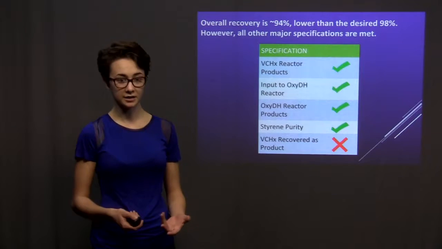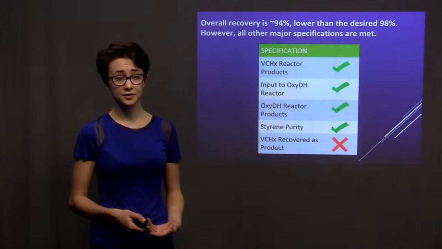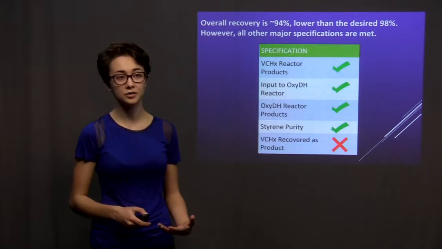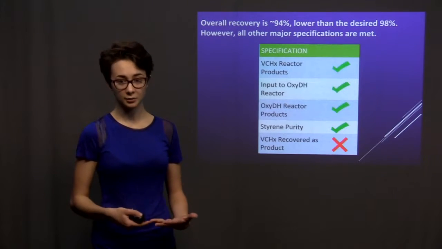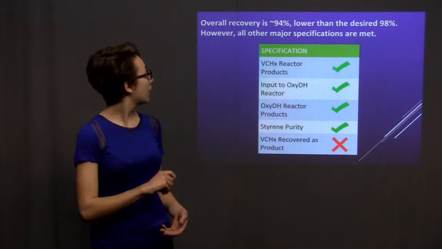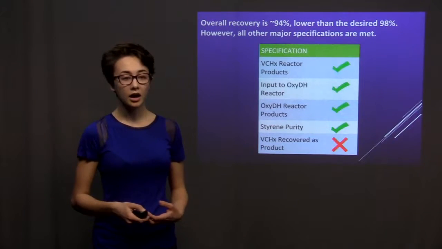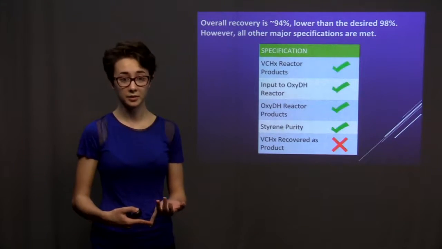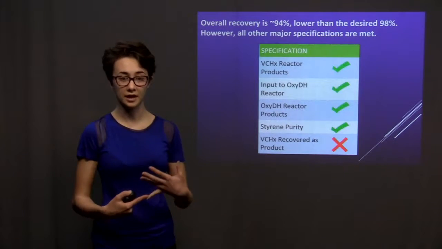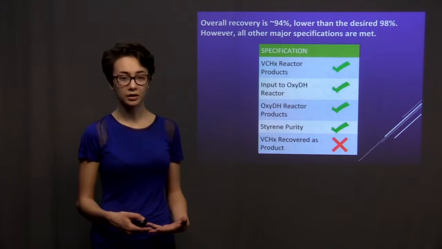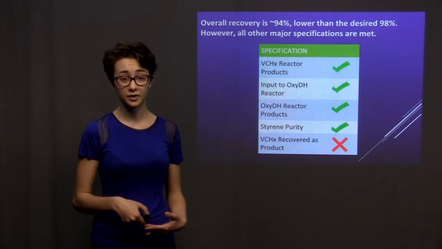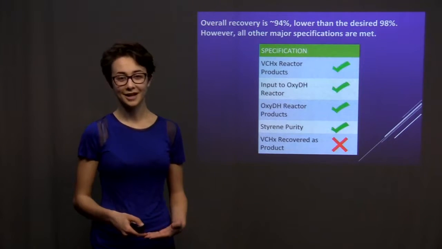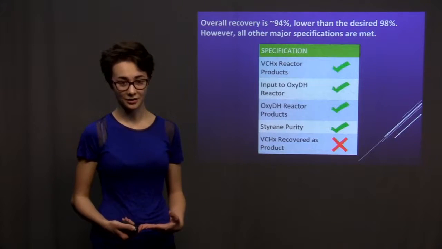Some of the hard specifications that our process does meet are products from our first reactor all correspond to the pilot plant data, and therefore our kinetic parameters seem to be accurate. Our input to our second reactor had the correct proportion of oxygen to VCHX, which is quite important for the reaction to run as expected. Also, our concentration of 1,3-butadiene was below 50 ppm, meaning that our second reactor would not explode, as 1,3-butadiene is quite combustible in the presence of oxygen.